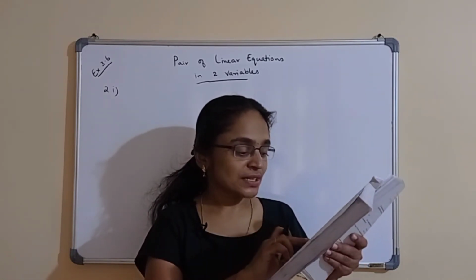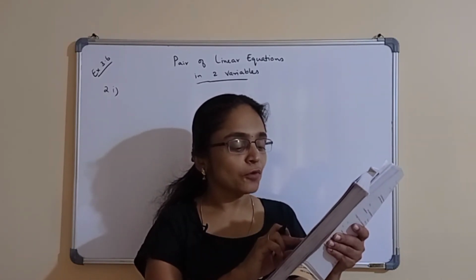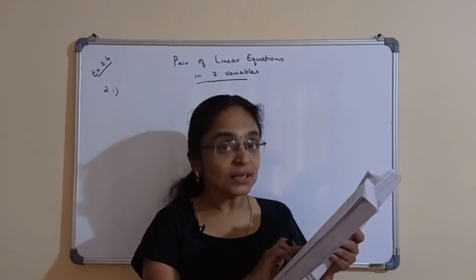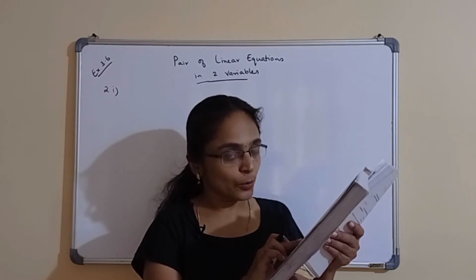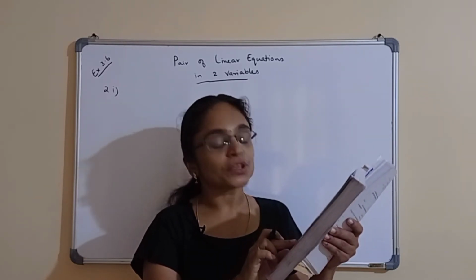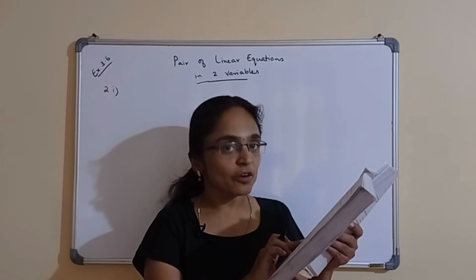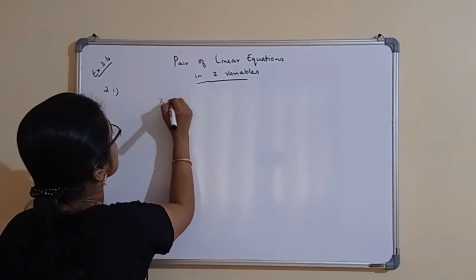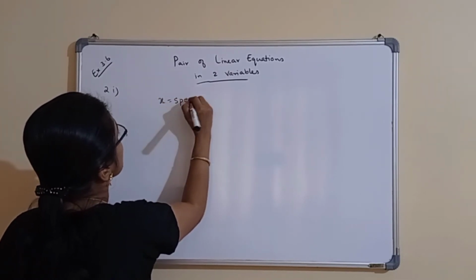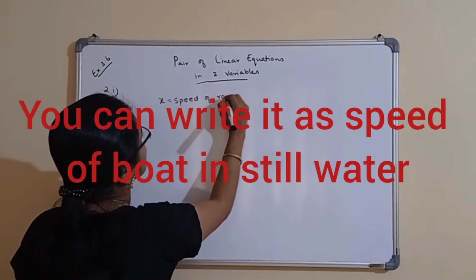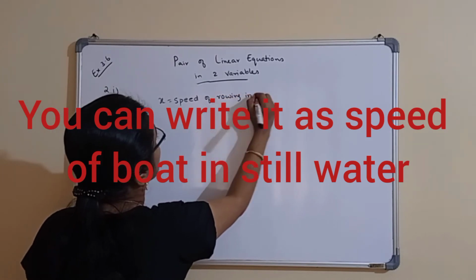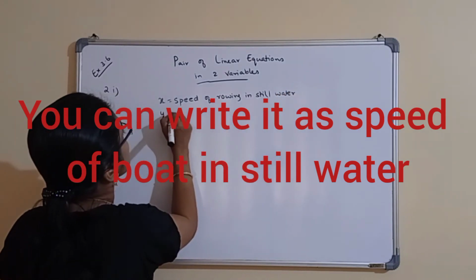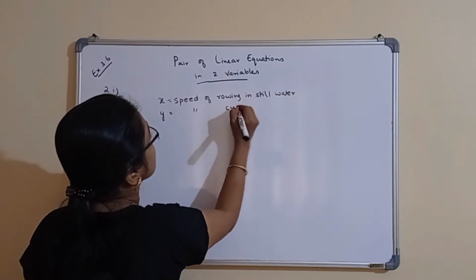Next, second one, first question. The second question is: formulate the following problems as a pair of equations and hence find their solutions. First one: Ritu can row downstream 20 km in 2 hours and upstream 4 km in 2 hours. Find the speed of rowing in still water and the speed of the current. So, let x be the speed of rowing in still water and y be the speed of current.